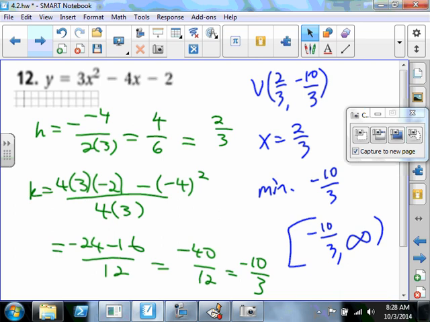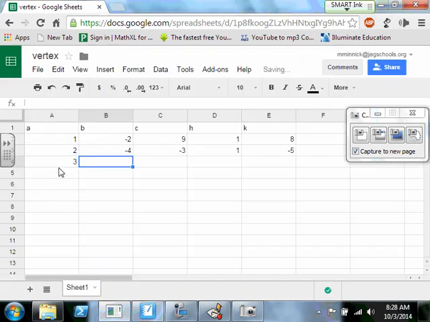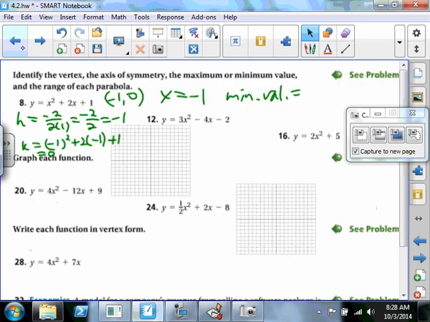How's everybody so far? Should we try our Google Sheet? Negative 10/3 is negative 3.3, repeating in case you're wondering. So 3, negative 4, negative 2. And I guess I need to drag and drop that formula down, don't I? There we go, 2/3 and negative 3 1/3. We doing all right? Okay. Number 16.